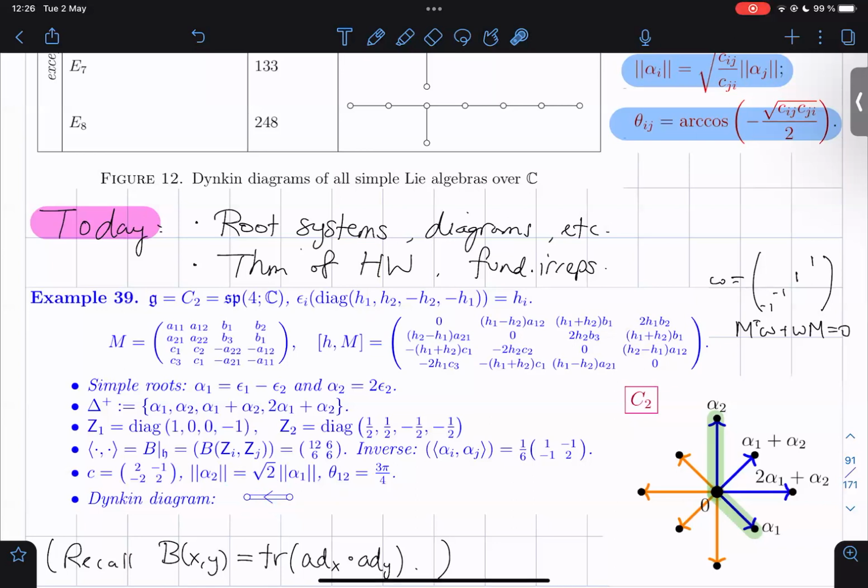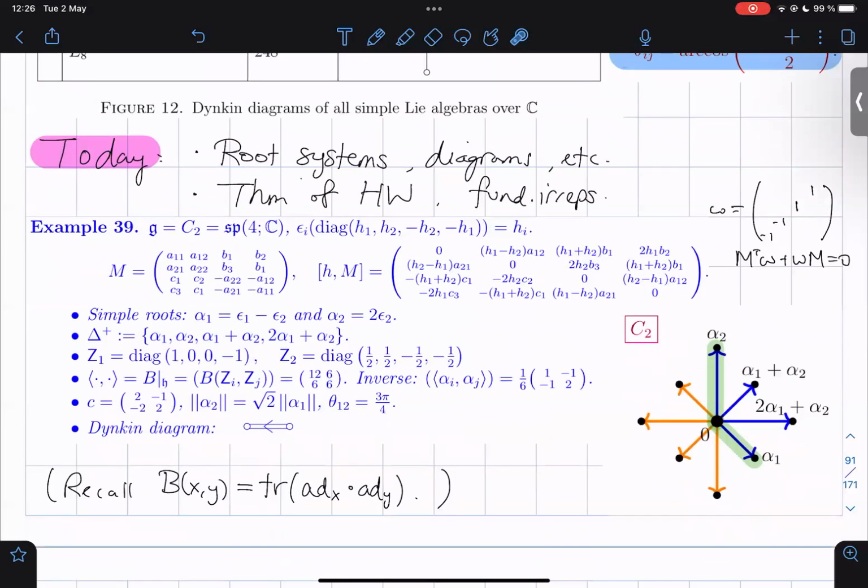Here's the actual root diagram. You have alpha 1 making an angle of 3 pi by 4 with alpha 2. Then you start acting on this guy with alpha 1, so you get alpha 1 plus alpha 2, and then 2 alpha 1 plus alpha 2, and then the corresponding negatives. All the roots appear on a square, with the 0 weight in the middle. So that's the C2 root diagram, analogous to the SL3 root diagram that we saw earlier.